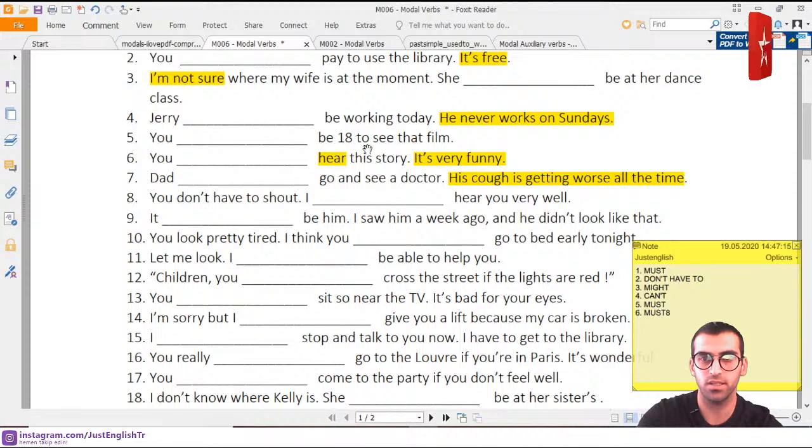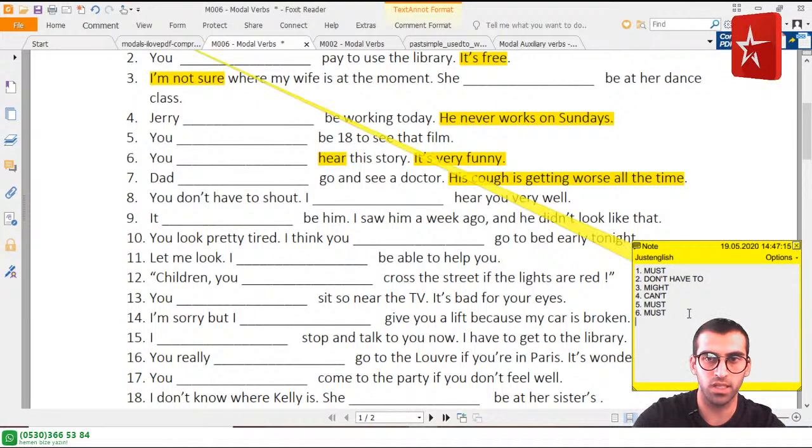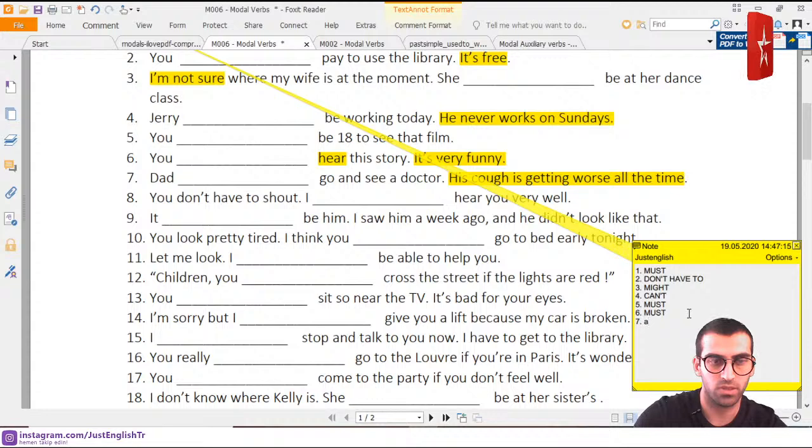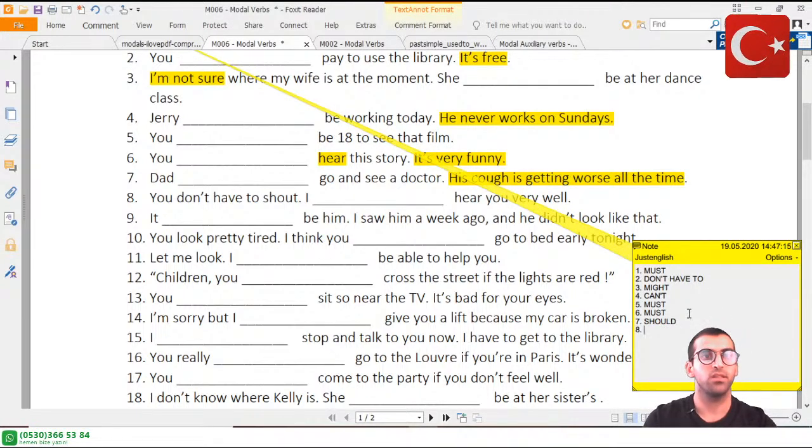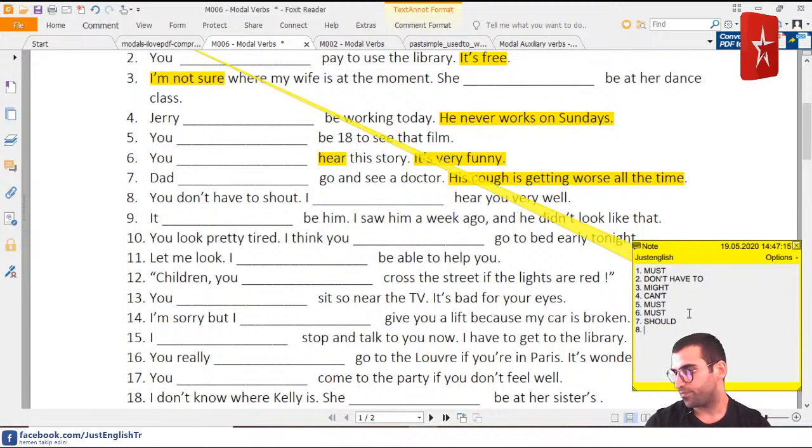Number 7 is correct. Should is the correct answer. Oh my god. Should, should. Okay, number 8. You don't have to shout. I can hear you very well. Number 8, let's wait.